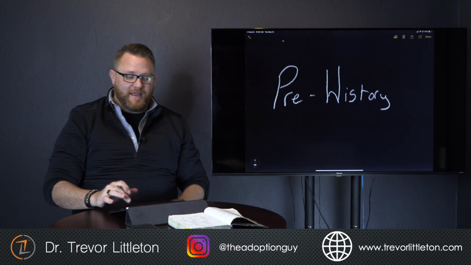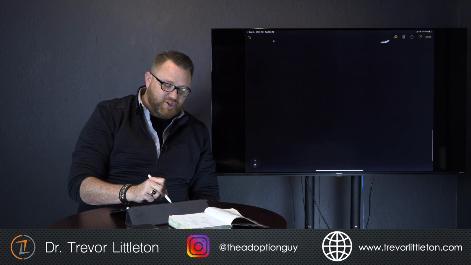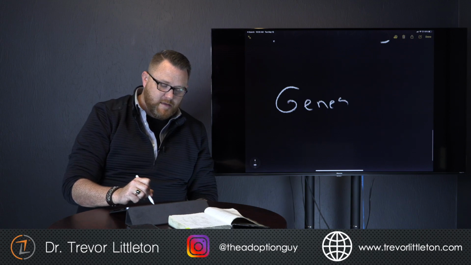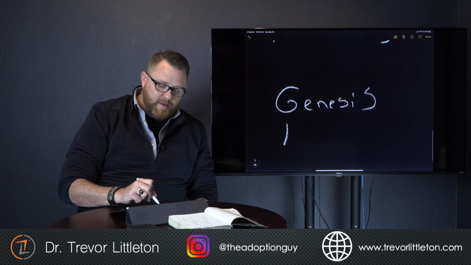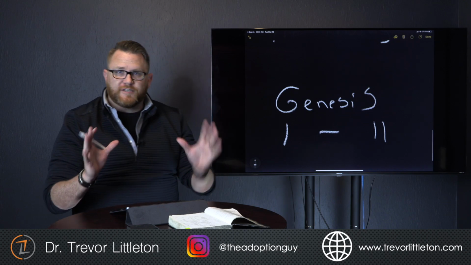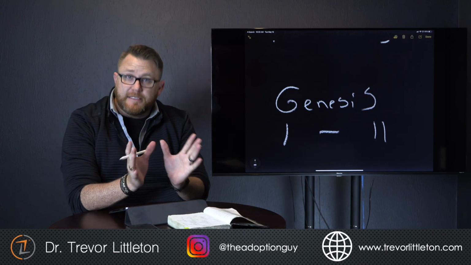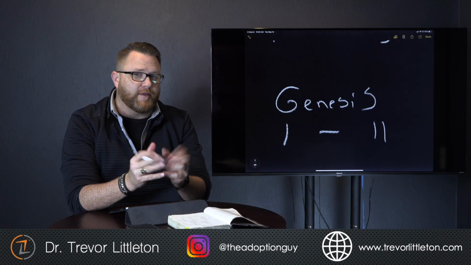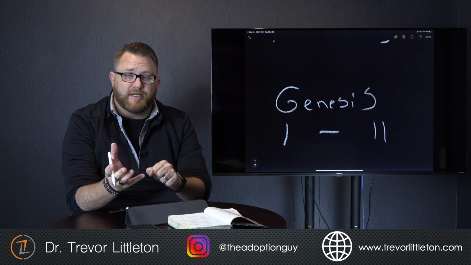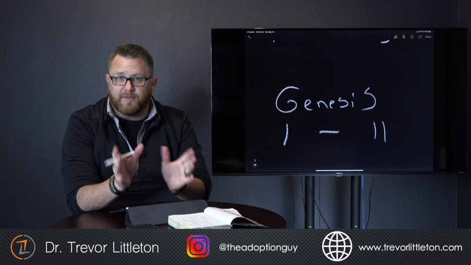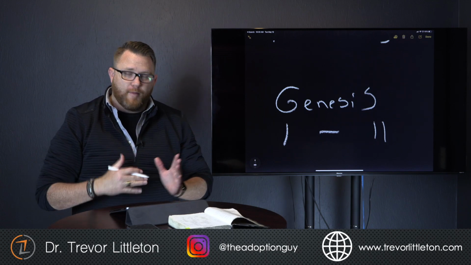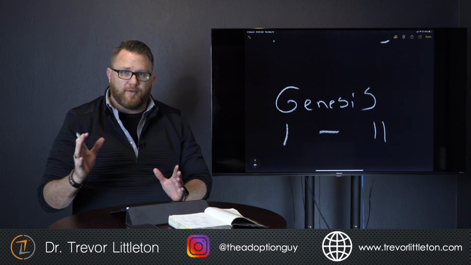The prehistory is found in Genesis 1 through 11. So this is the first 11 chapters of the book of Genesis. And these are very important because they're written differently than really the rest of the book of Genesis, but also even the book of Exodus, Leviticus, Numbers, Deuteronomy. There are multiple genres of writing, so to speak, through here.